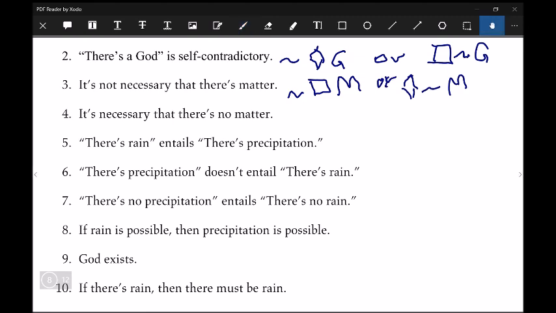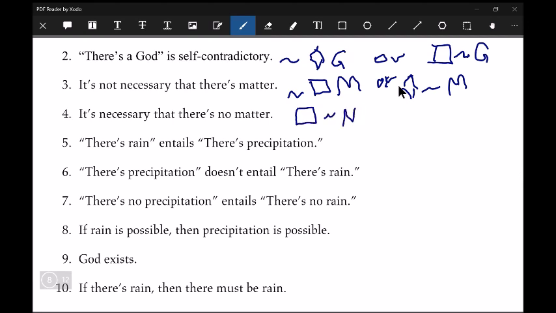It's not necessary that there's matter. Not every possible world has matter. There's a possible world with no matter. Okay, good. And the third one says it's necessary that there's no matter.